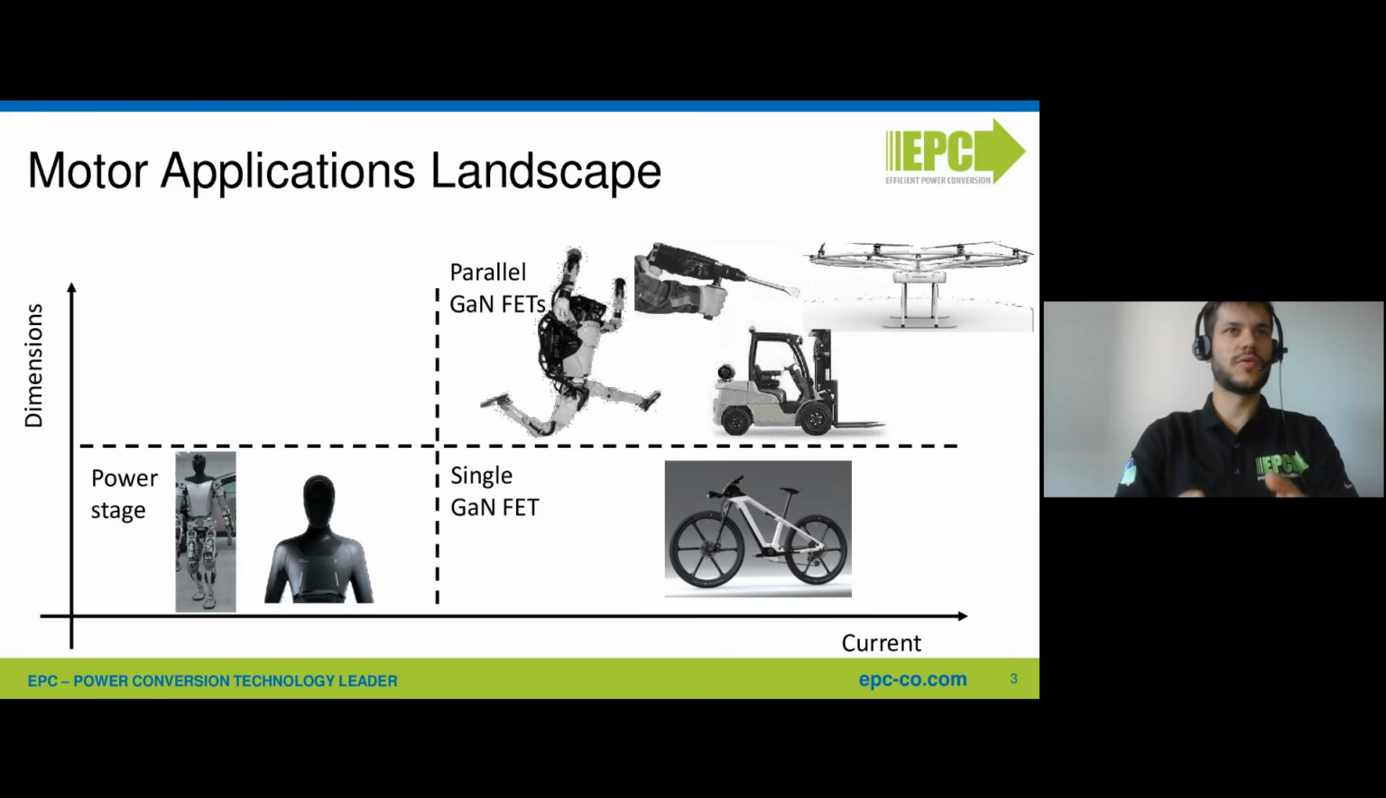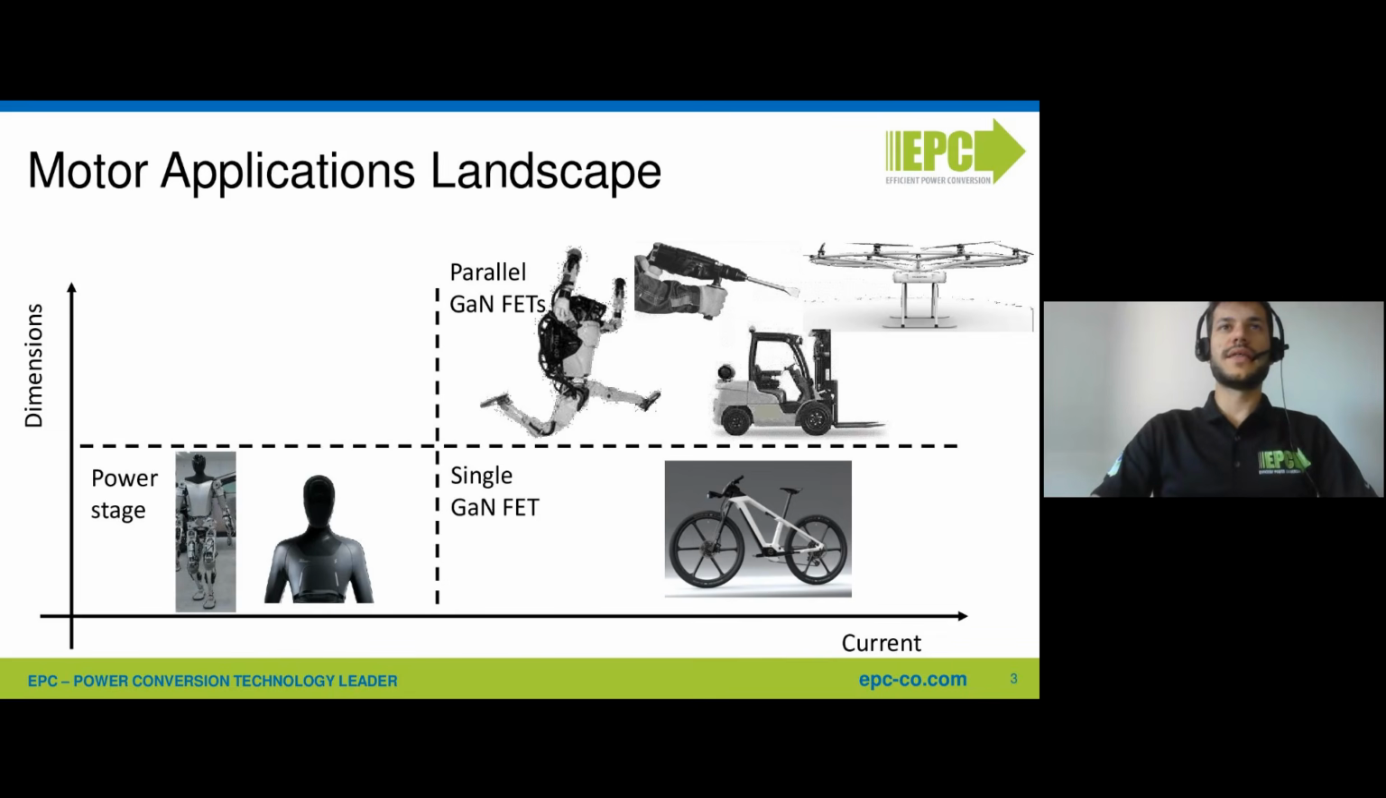And that low current, small dimension is the land of the monolithic power stages, whilst the small dimensions and the higher current is the land of an inverter made by single discrete GaN FETs. So a typical example of this is an e-bike. While I forgot to mention the typical application example of the power stage is humanoid robots. So motors for joints, both the bigger joints in the ankles, but also the smaller joints in the fingers, for example.